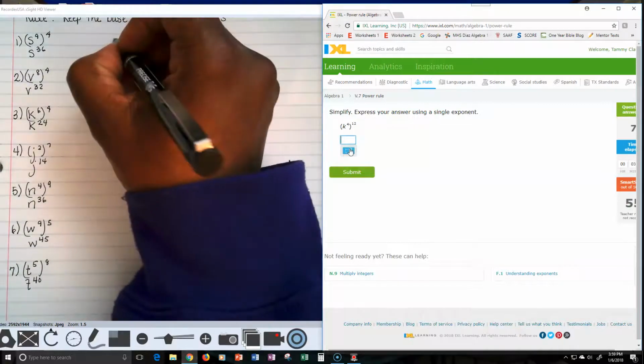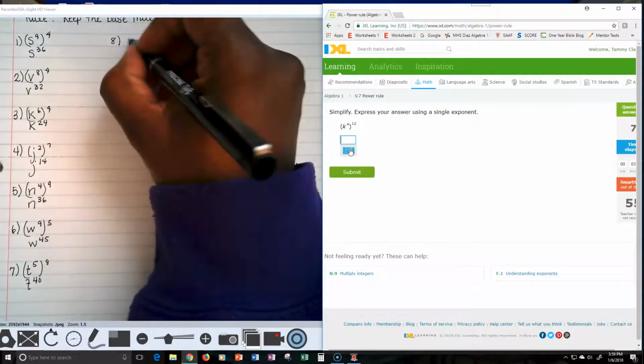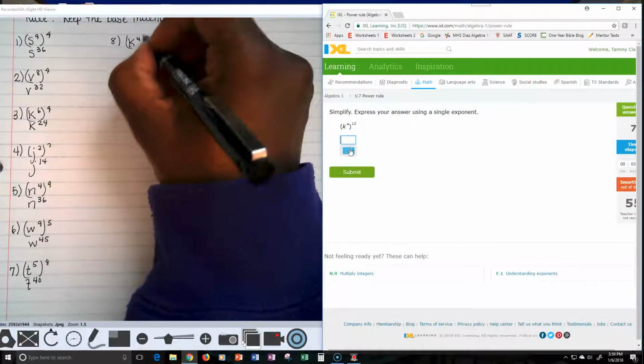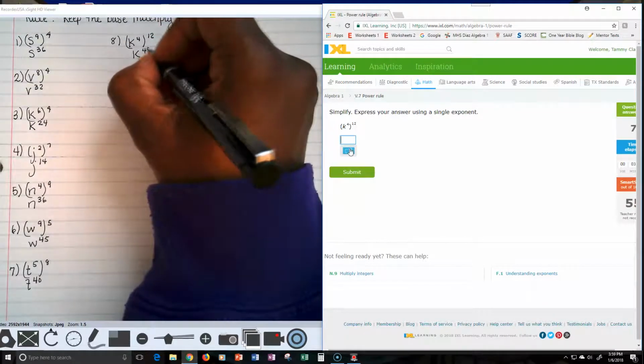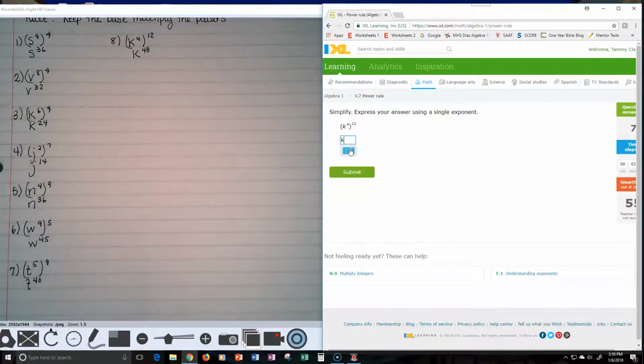Number 8, k to the 4th power raised to the 12th power. So that's k to the 4 times 12, which is 48. So k to the 48th power.